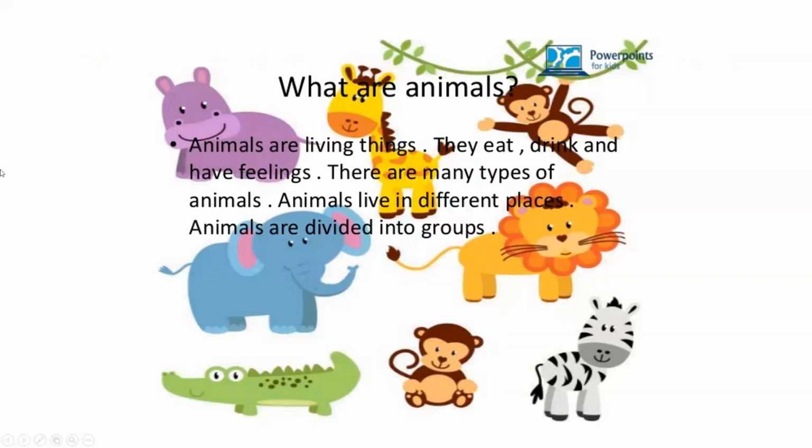So let's first understand what animals are. Animals are first of all living things. They are also living beings. They also eat, they also drink, and they have feelings like humans. They can feel. If you hurt them, they can feel that. If you love them, they can feel that. Now let's learn about the different habitats of animals and what animals live where.